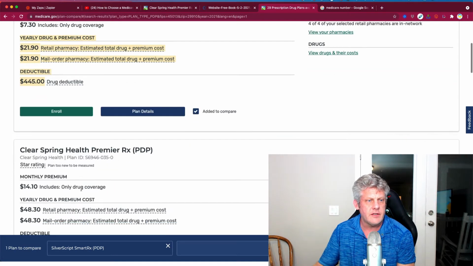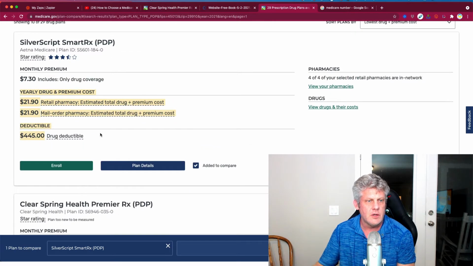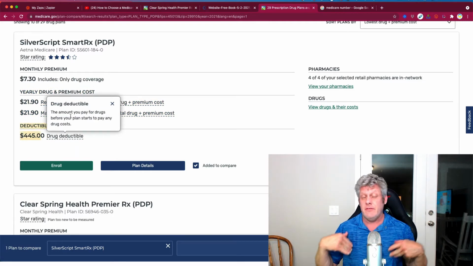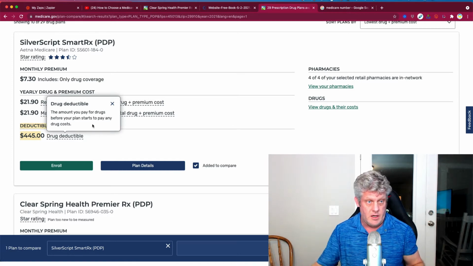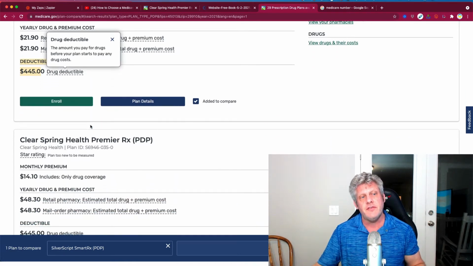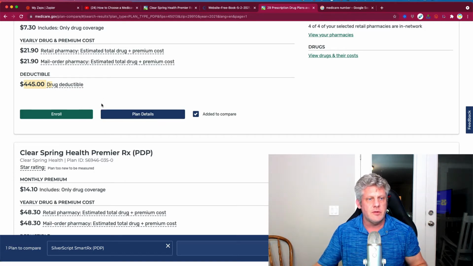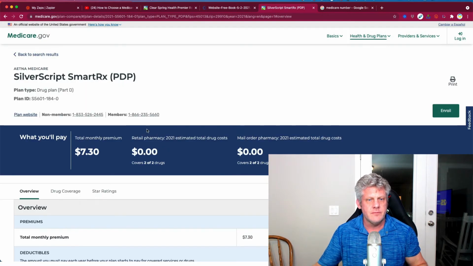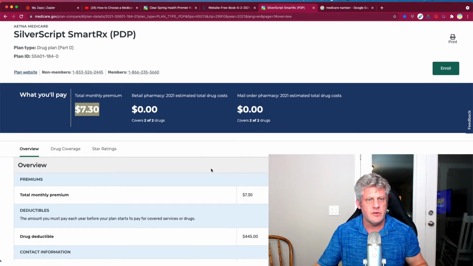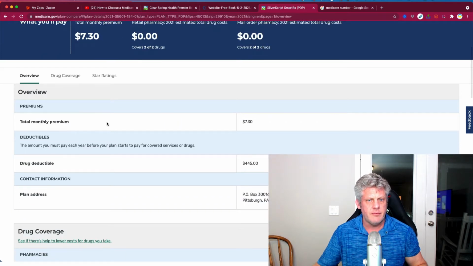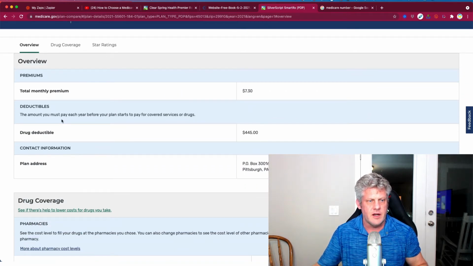Now, here's the great thing. You see this drug deductible? Normally, the drug deductible is the amount you pay for drugs before your plan even starts to pay for anything. But here's the thing: the $450 does not apply to generic drugs, and those are generic drugs. So let me give you an example. Here's the premium, $730. It says it covers both drugs, 2 of 2. There's the monthly premium. The amount you must pay before your plan pays is the deductible, $445.